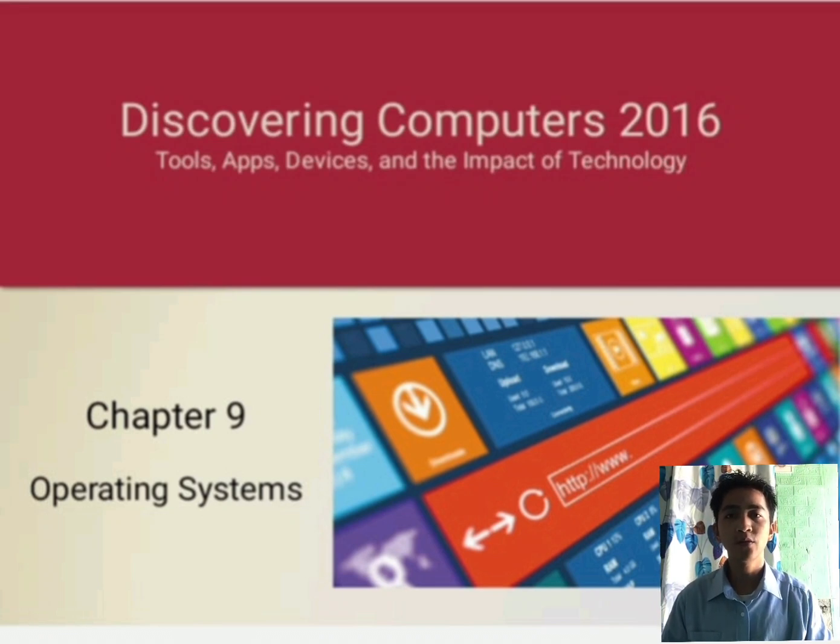Today, we are going to discuss the operating system. But before the discussion begins, let me introduce the objectives overview of this topic.